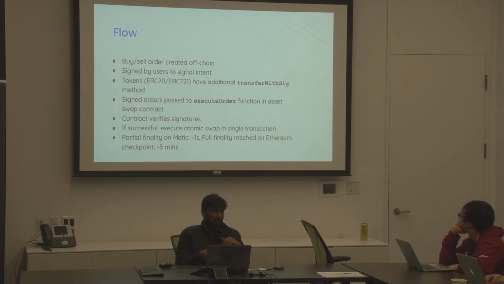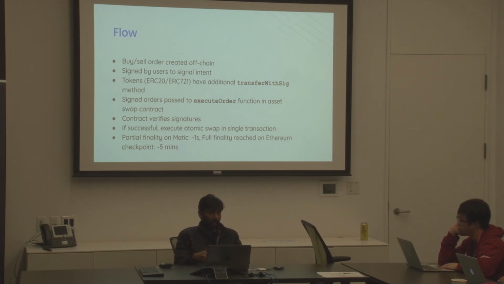The contract will verify the signatures on both sides, and then call transferWithSig on both assets. So let's say you are transferring ZRX for some Matic tokens, both contracts will have a transferWithSig method, and the executeOrder on the marketplace swap contract will call both transferWithSig methods and do the swap in an atomic way. And here we have a partial confirmation of 1 second, so it looks like you are making a trade in 1 second. But actually it will be finalized after a checkpoint goes on the Ethereum chain.